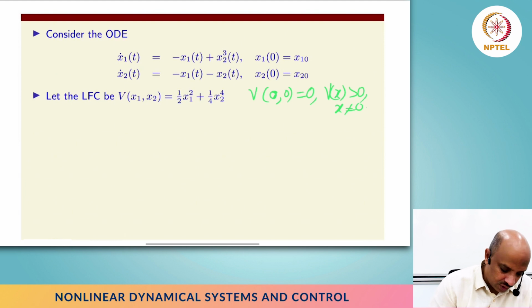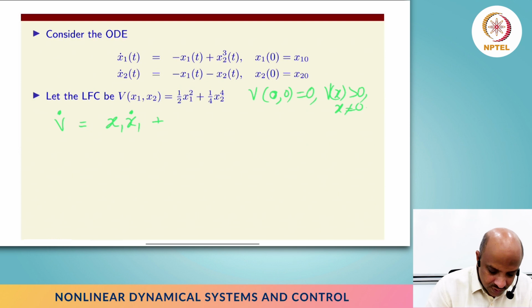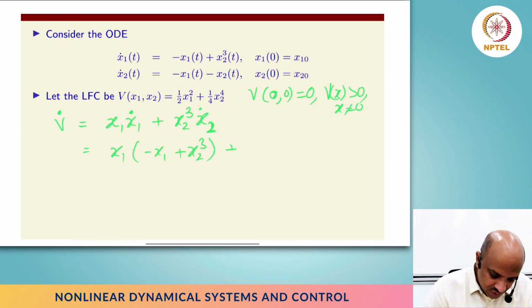Once we have that, the only thing we have to do is compute V dot, which in this particular case is x1 times x1 dot plus x2 cubed times x2 dot, right? So we have to use the equations we have: x1 times (minus x1 plus x2 cubed) plus x2 cubed times (minus x1 minus x2).